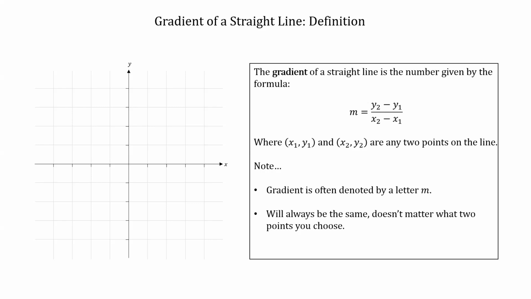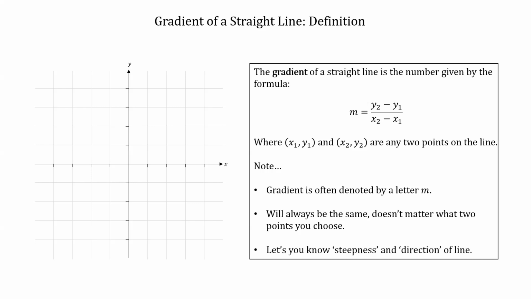It will always be the same, it doesn't matter what 2 points you choose. If you look at the definition, it just says you can take any 2 points as long as they lie on the line, plug them into this equation and you get the gradient for the line. So regardless of what 2 points you choose, you'll always get the same number coming out, so the gradient for a given line is a fixed, constant number. And you can calculate it using any 2 points on the line.